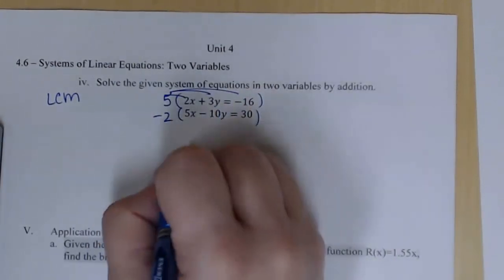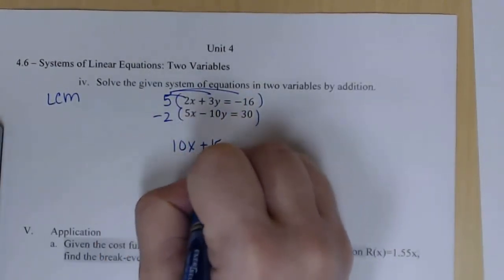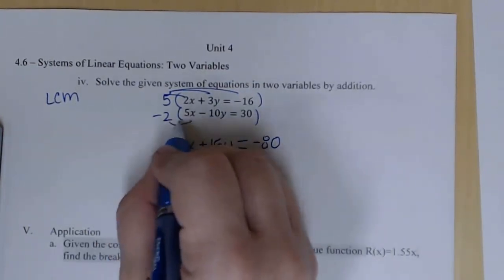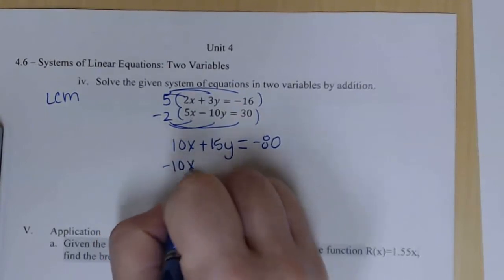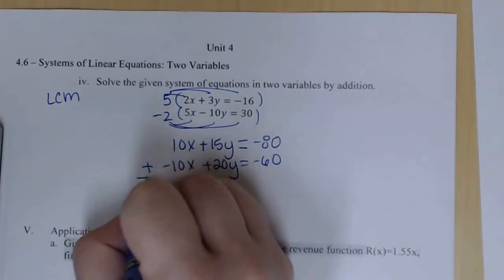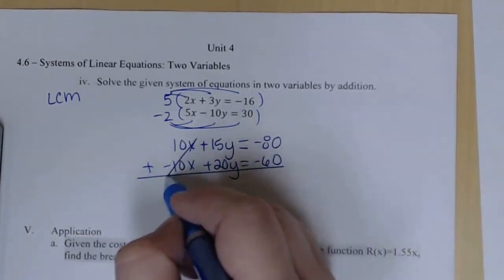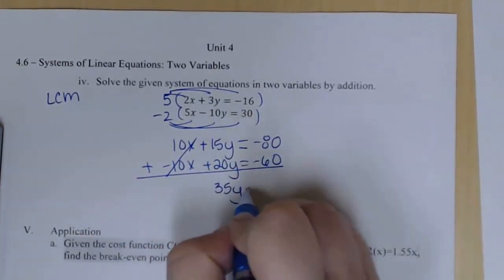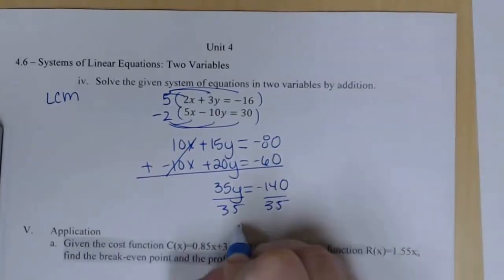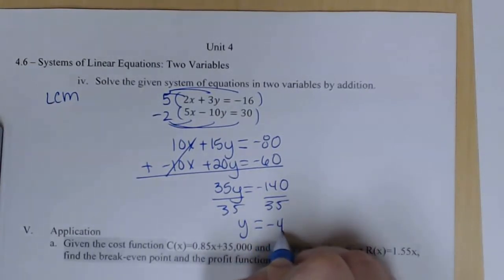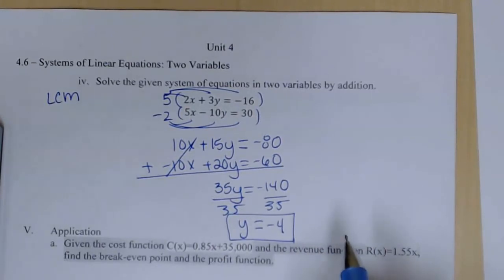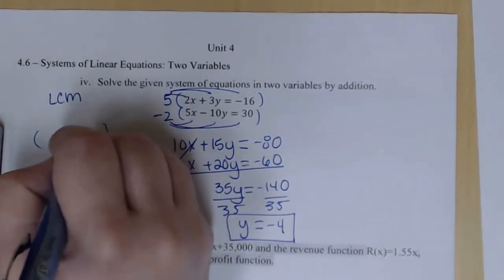So distribute that. That gives me 10x plus 15y equal to negative 80. Distributing this gives me negative 10x plus 20y equal to negative 60. And now I can add those two together. So this would cancel, and I get 35y equal to negative 140, and divide. So it creates larger numbers for me to work with here, but no big deal because, just using my calculator, I can do the arithmetic with this. So this gives me negative 4.